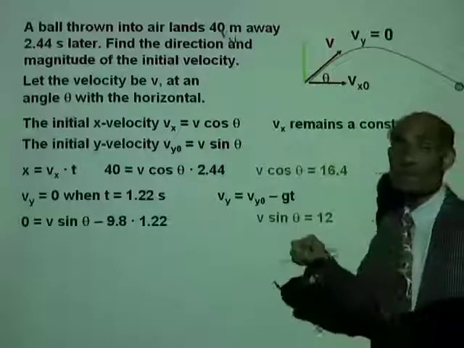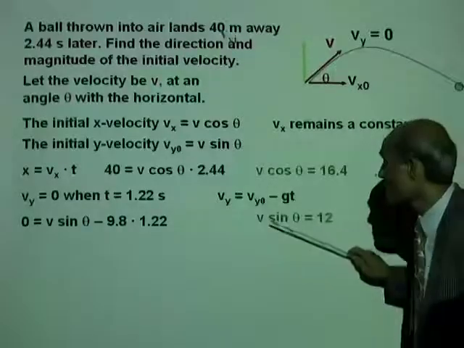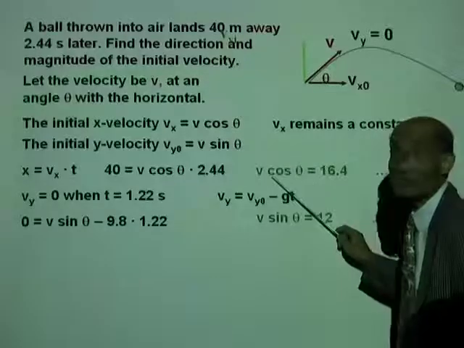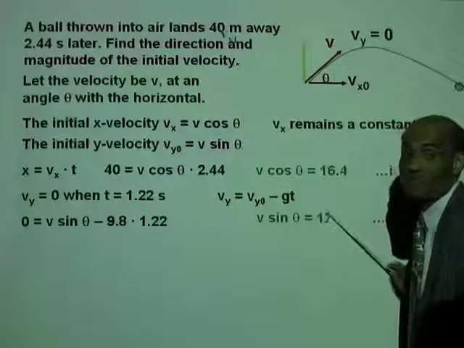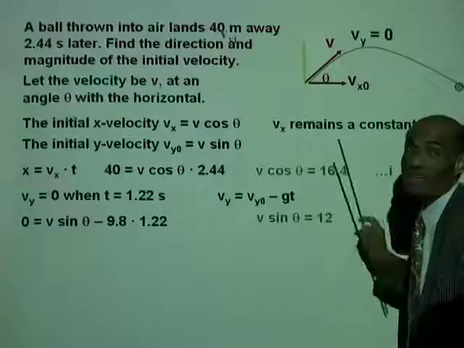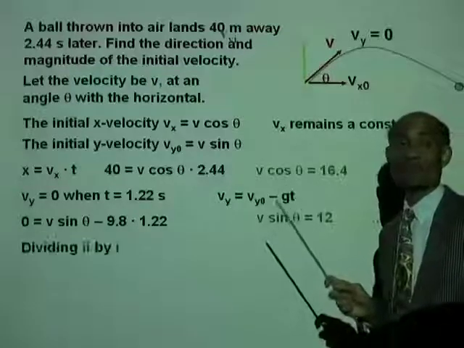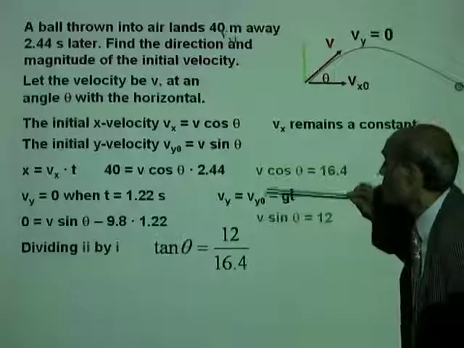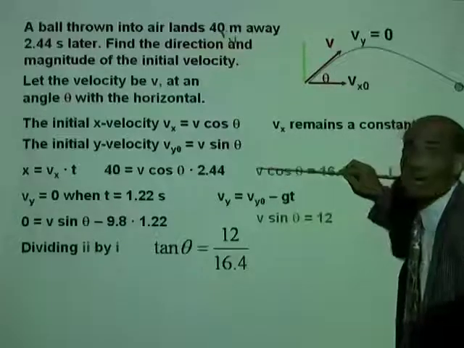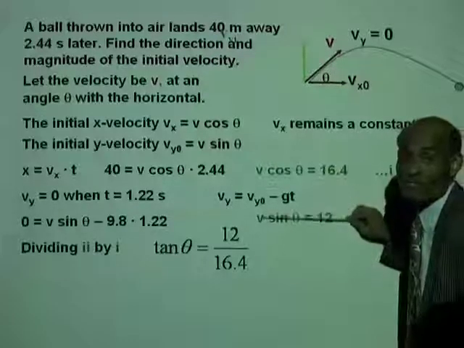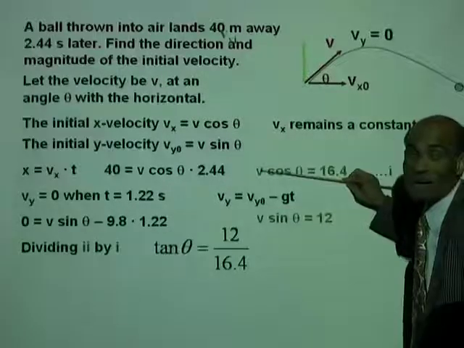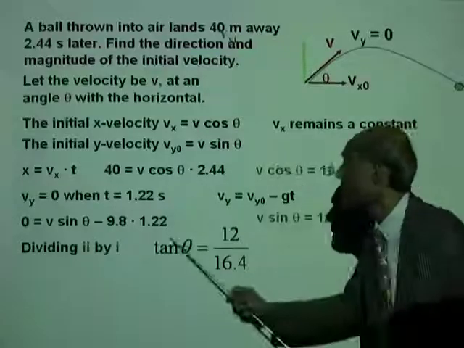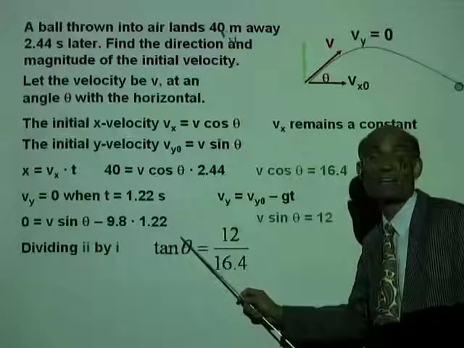I hope you understand what I'm saying. Divide the left-hand side of equation 2 by the left-hand side of equation 1, and divide the right-hand side by the right-hand side of equation 1. So what do we get? We get V sine theta divided by V cos theta. V and V will go. Sine theta divided by cos theta is tan theta.